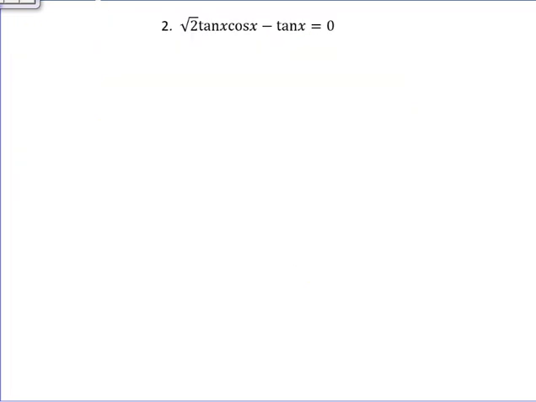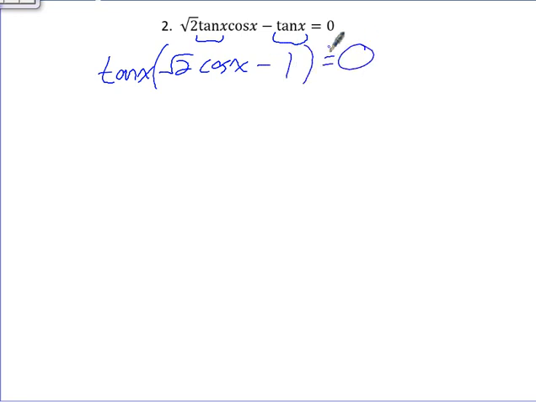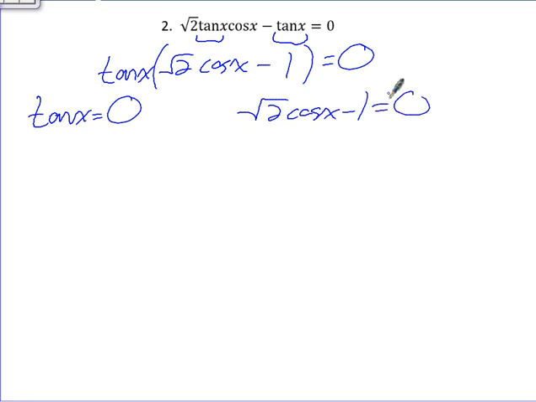For this next one, you see it's set up very similarly. Here we have a tan x and a tan x. So I'm going to factor out tangent x, and I'm left with root 2 cosine x. Again, when I take tangent from tangent, I have to make sure I put a 1 there as a placeholder. So I'll set both parts of the equation equal to 0. Tan x equals 0, I know that's when x equals 0 and 180.